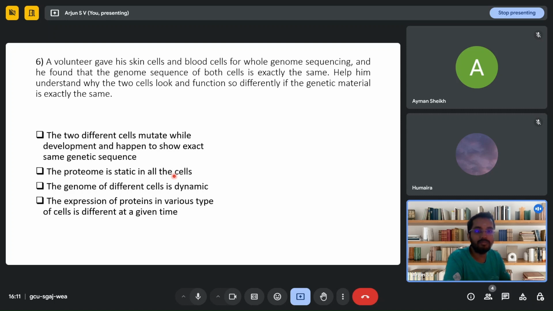So the answer is simple. So even though the genome is the same for both of them, the expression of coding genes in those cells differ, and therefore that results in the generation of different phenotypes. So answer is the expression of proteins in various types of cells is different at a different time.